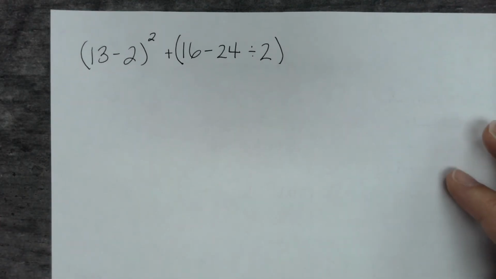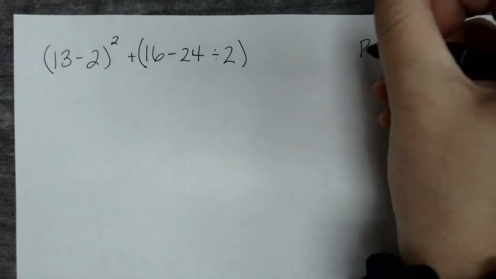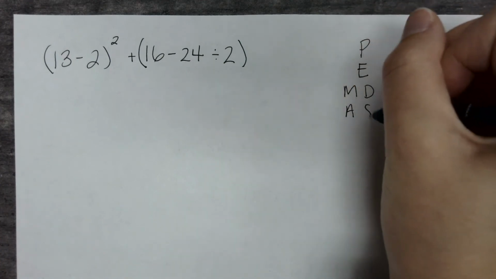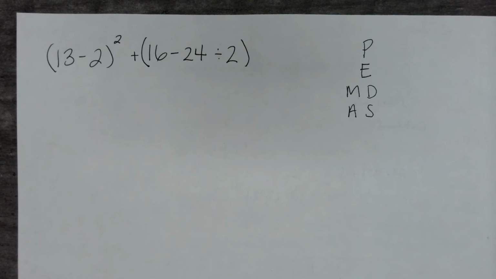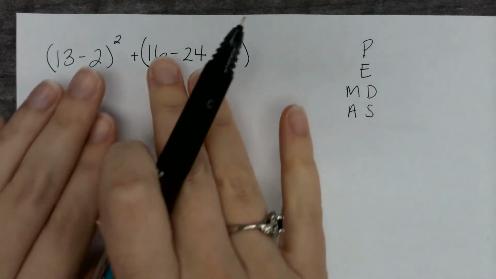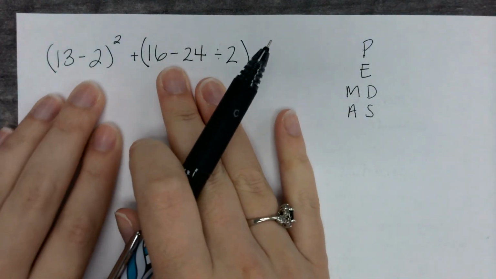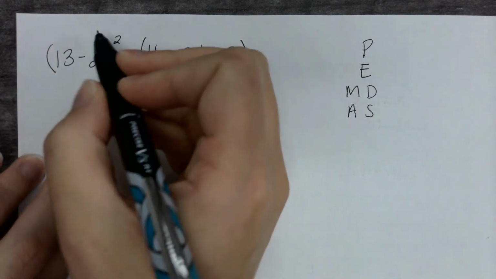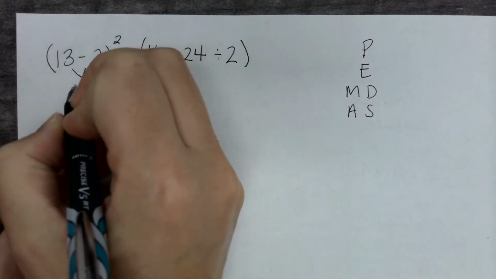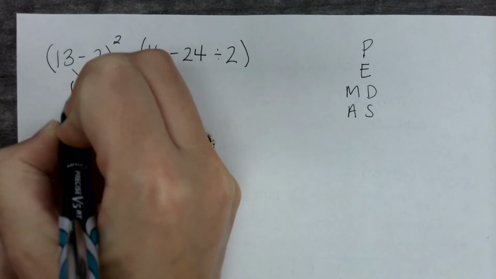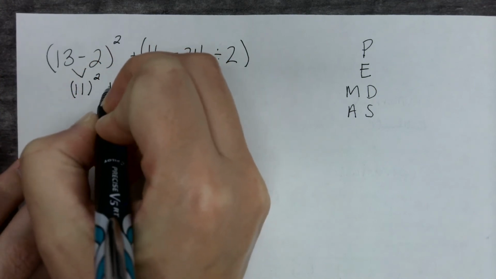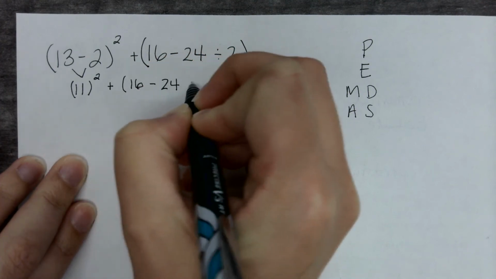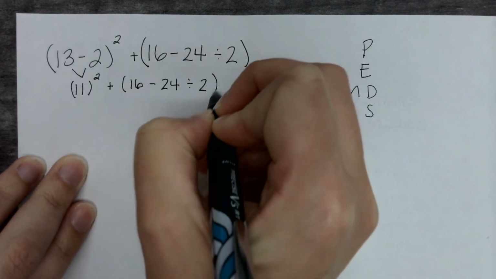All right, remember, we have PEMDAS that we're looking for. All right. So looking for parentheses, well, we have 2 sets of parentheses. So we can go ahead and evaluate this one first. So we can take 13 minus 2. 13 minus 2 is going to get me 11. You can keep those parentheses if you want. Bring down that plus. We're going to bring down that 16 minus 24 divided by 2.